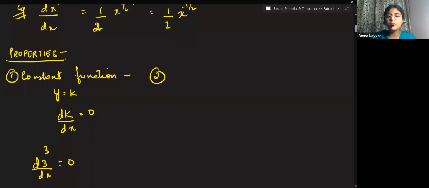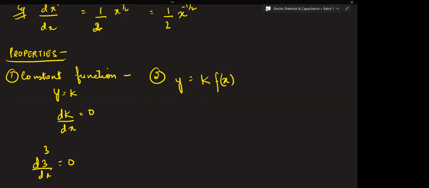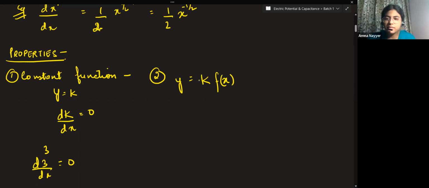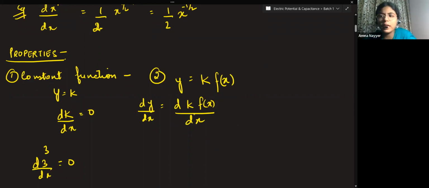Now, if you have the product of a constant and a variable function, where this is your constant and this is your f of x, meaning a variable function, how do you solve it? Here dy over dx is d of k f(x) by dx. Now k is a constant, so k will come out, and d f(x) by dx will be left.